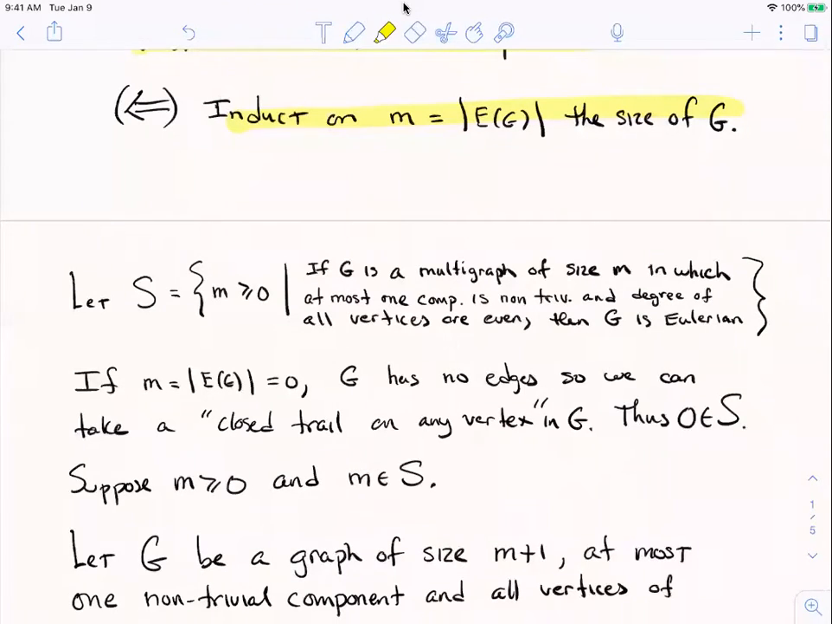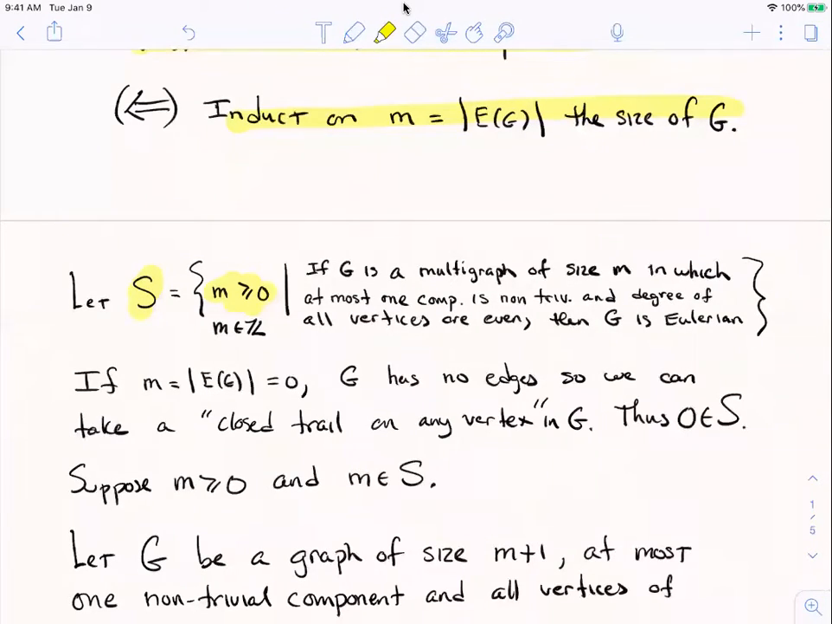Okay? So I'm going to try to be a little bit formal here and start by stating what set I'm inducting on. So let me define a set S of non-negative integers. So S is a set of m's that are greater than or equal to 0. It's implicit in the notation, but just in case, let me emphasize that m is an integer. And what is this set S?